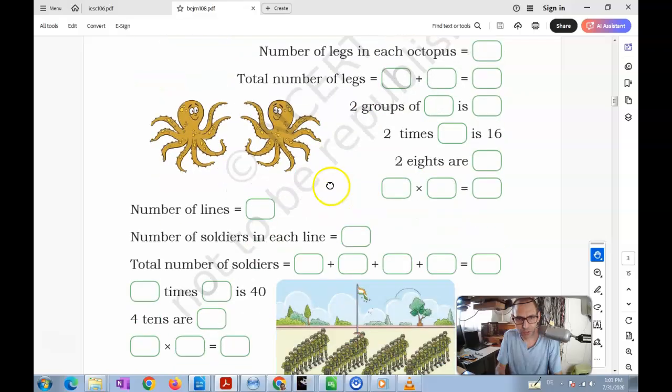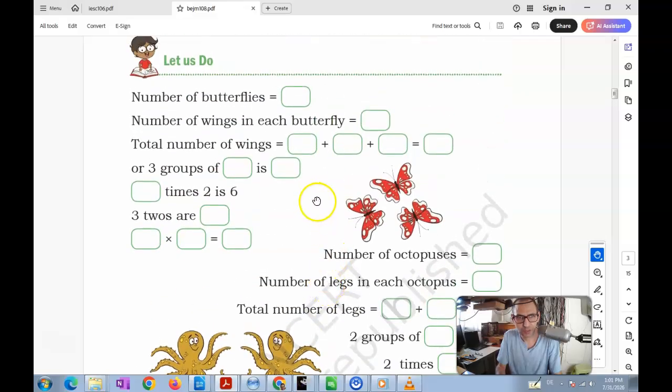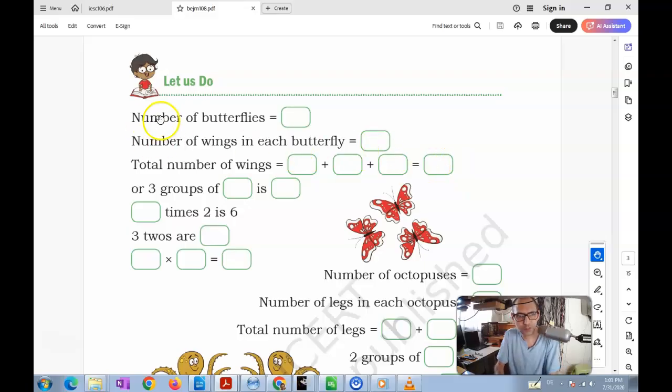Or basically you can do the exact same thing for butterflies. We have 3 butterflies over here, and the number of wings in each butterfly is 2. So the total number of wings would be 2 plus 2 plus 2, 3 times, which is equal to 6. So 3 groups of 2 is nothing but 6, or 3 times 2 is equal to 6, or 3 2s are 6. They all mean the same thing.